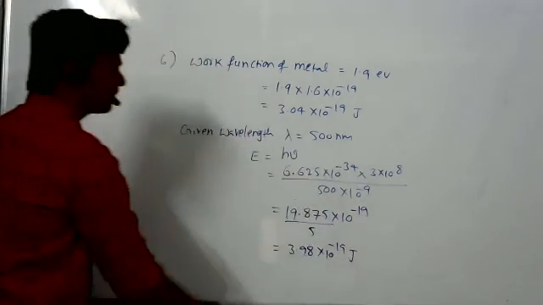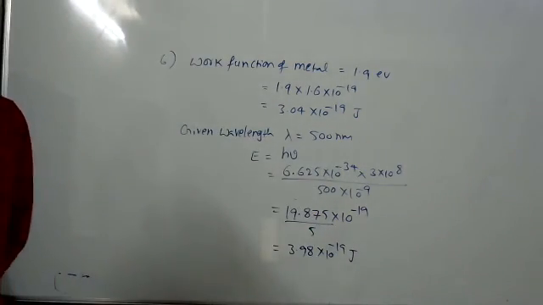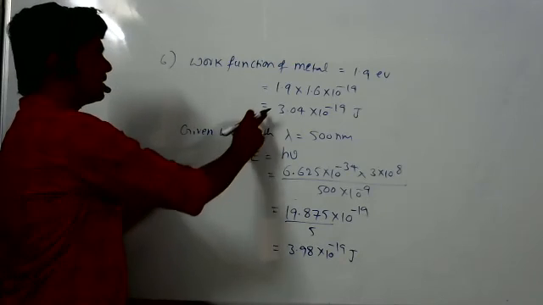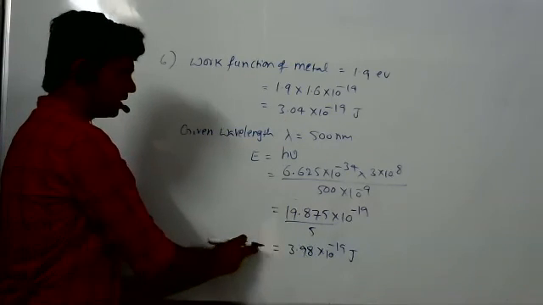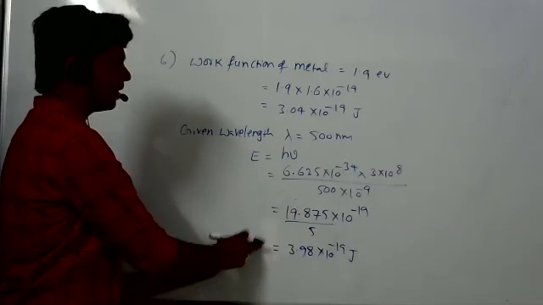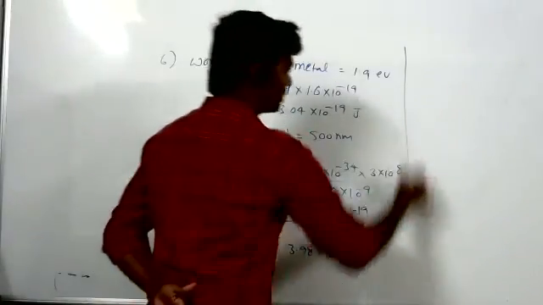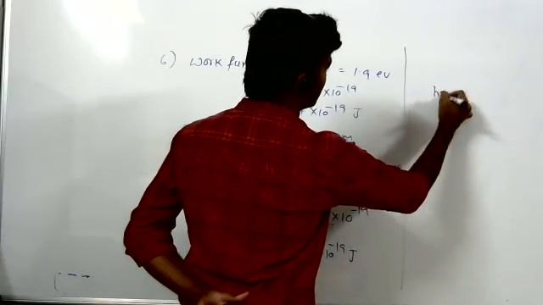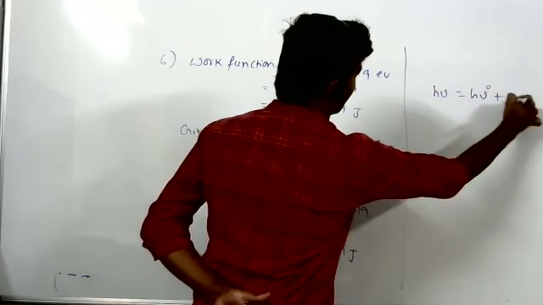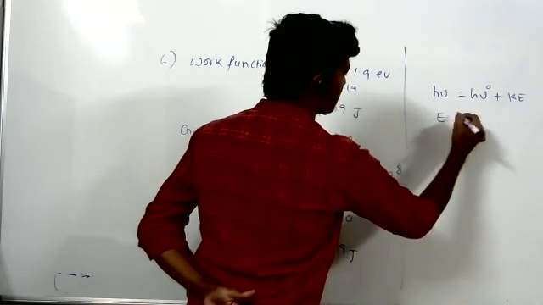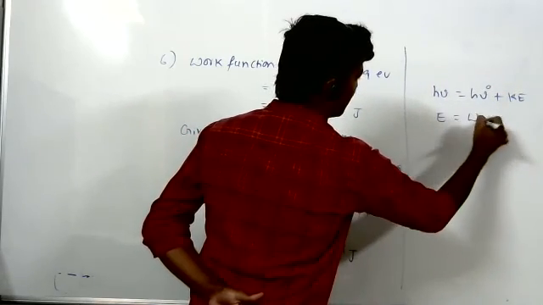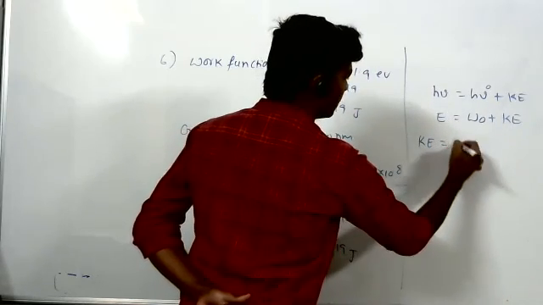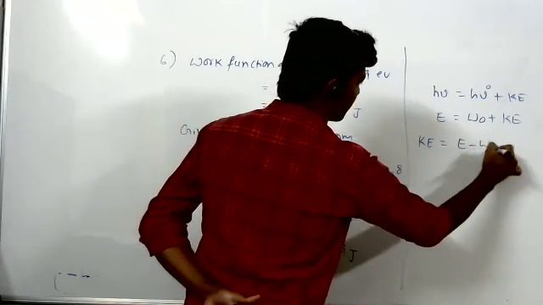But the options are all of the order 10 to the power 5, since we have to calculate velocity. This is the work function and the initial energy we have. Now we will calculate the kinetic energy. The actual formula is h nu equal to h nu 0 plus kinetic energy. It means E equals the work function W0 plus kinetic energy, so kinetic energy equals E minus work function.